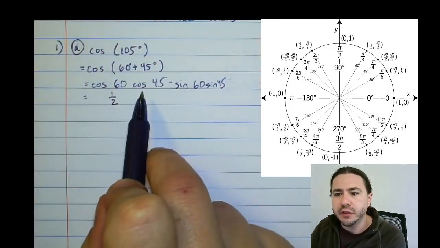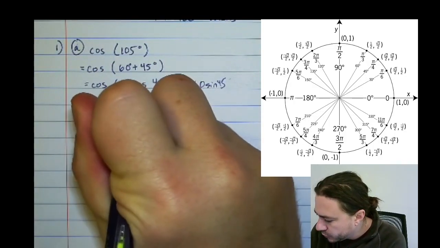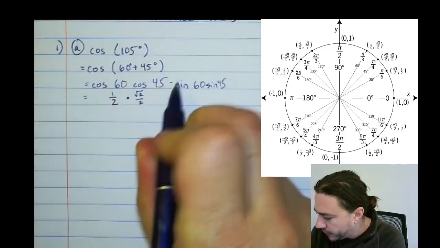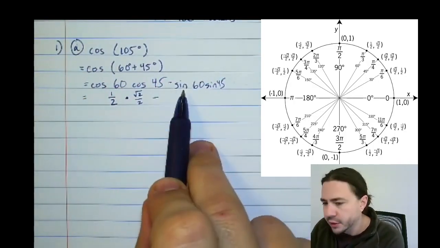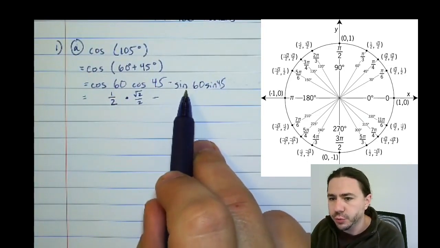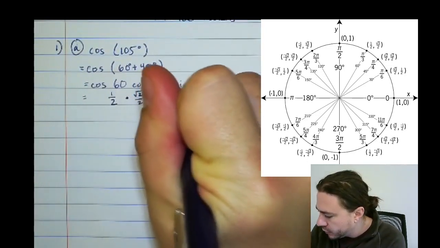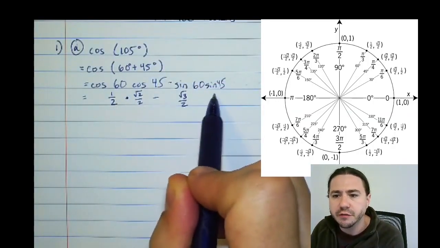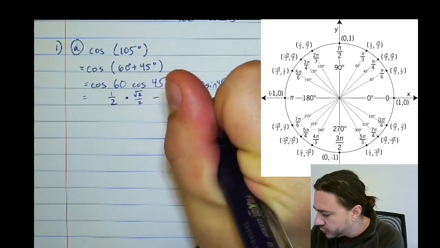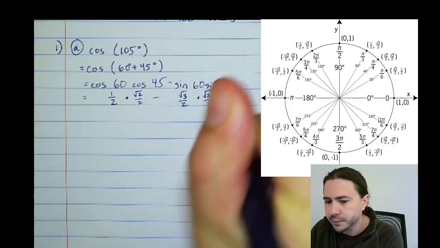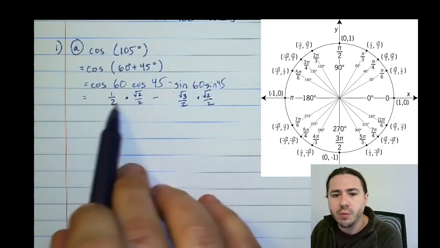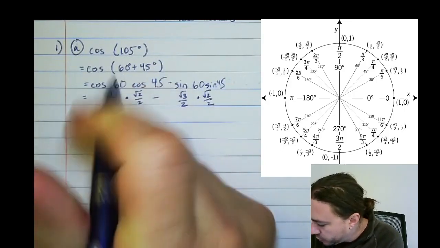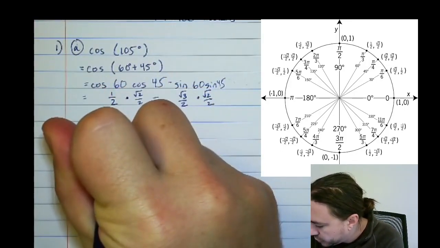Cosine of 45 is going to be root 2 over 2. So we're multiplying there. And then we're going to subtract sine of 60, which is root 3 over 2. This will be good, just basic unit circle practice too. Sine of 45 is also root 2 over 2. And then now we want to multiply and subtract here. So we multiply those together to get 1 times root 2 is root 2.